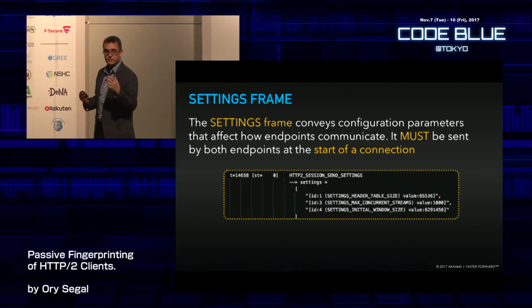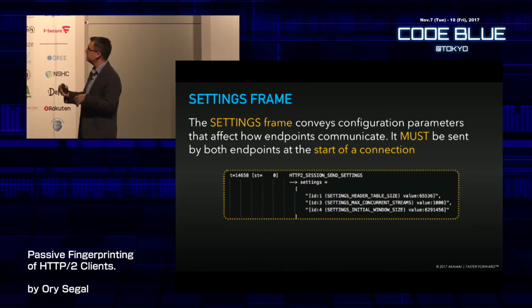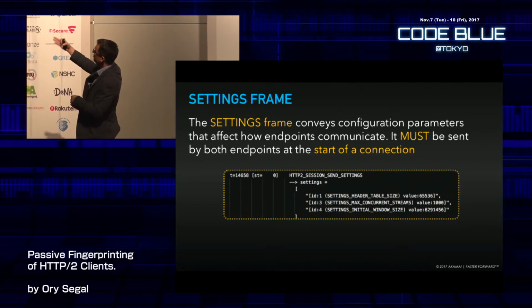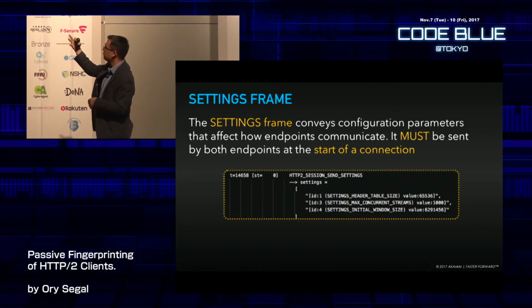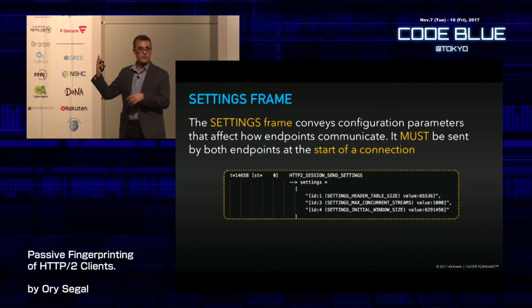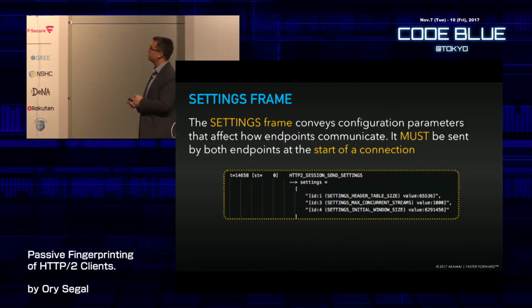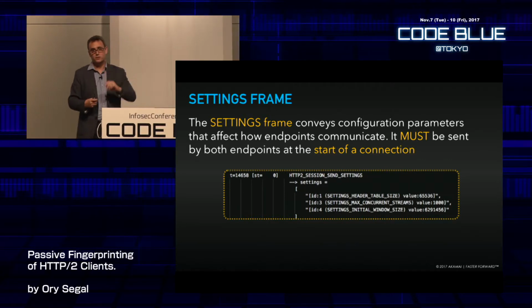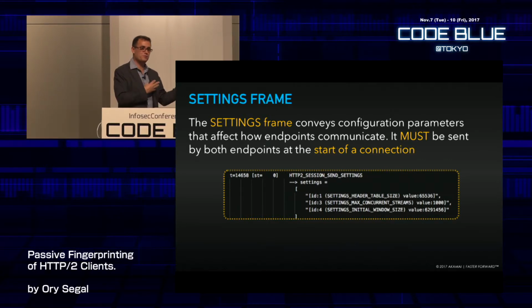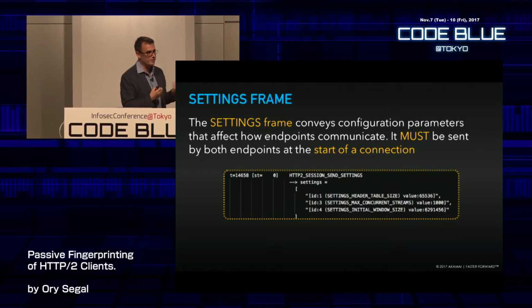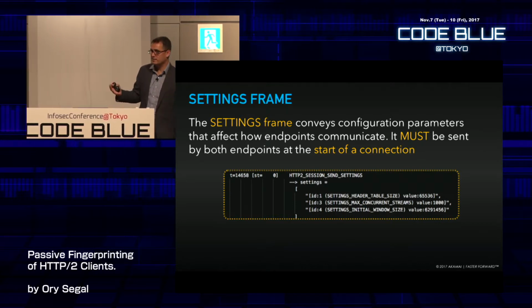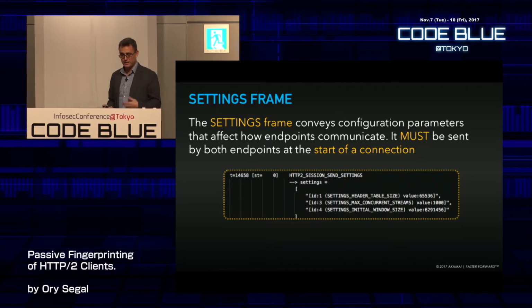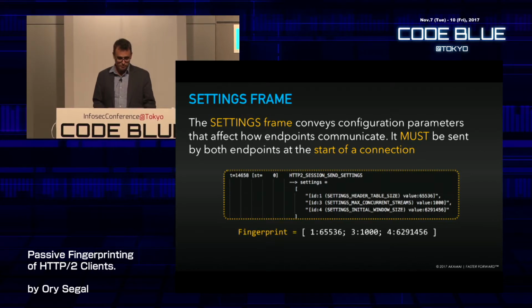Again, settings have different types. You can see in the RFC, type 1 means the header table size that the client supports. Type 3 is the maximum concurrent streams. You remember we talked about the streams earlier. And then number 4 is the initial window size. We'll get to that in a second. And then there's the value. So each client, hopefully, will have a different value, so we will be able to fingerprint them. Because if everybody has the exact same values, not very good for us.